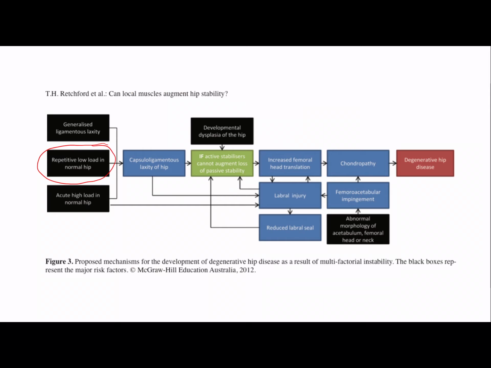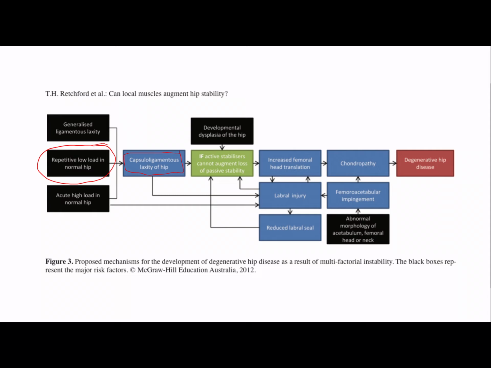So if we go back to the chart, that is exactly what this is here. Capsular ligamentous laxity of the hip is basically just what I described, where the ligaments get stretched and they're just not as tight, not able to do the job as well. So from repeatedly doing low load motions of the hip, we get this kind of laxity of the ligaments.